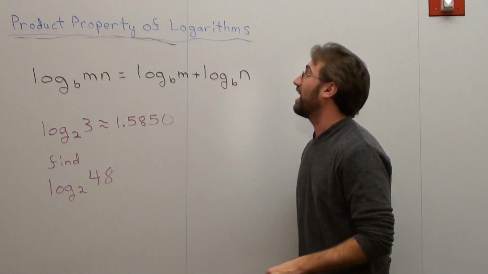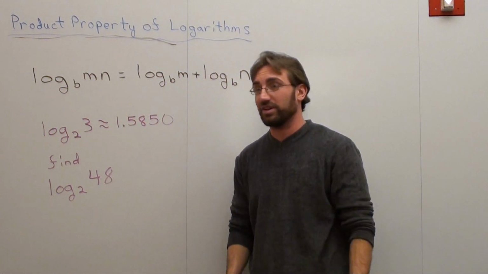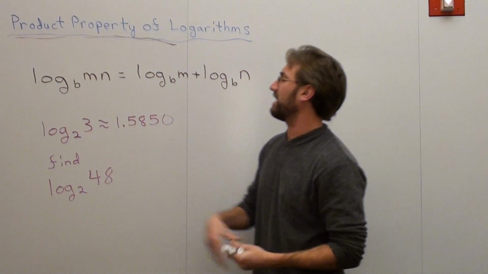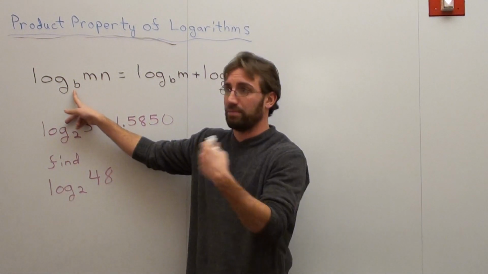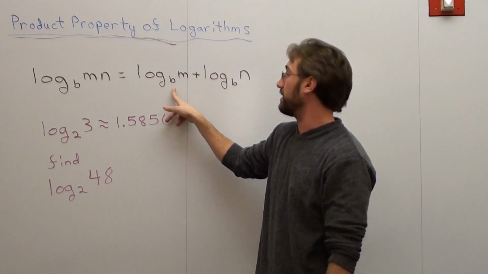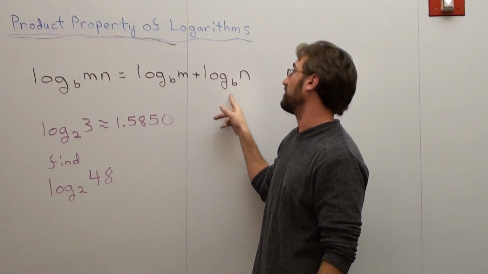Hello again. We're doing the product property of logarithms. I think it's pretty cool. And basically what it states is that the log of base b of mn equals the log of base b of m plus log of base b of n.